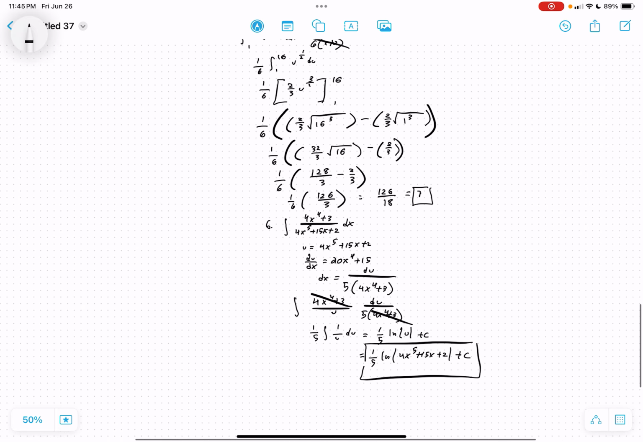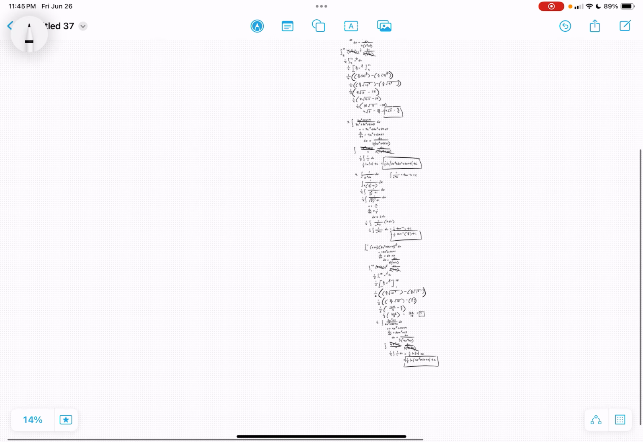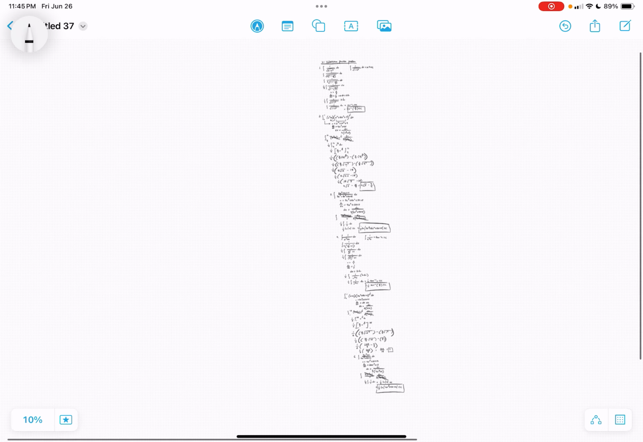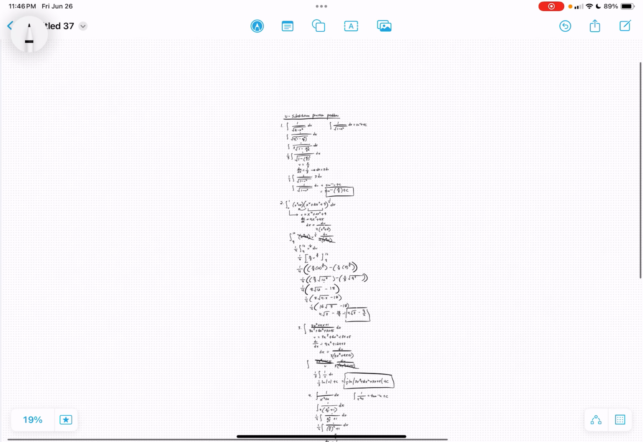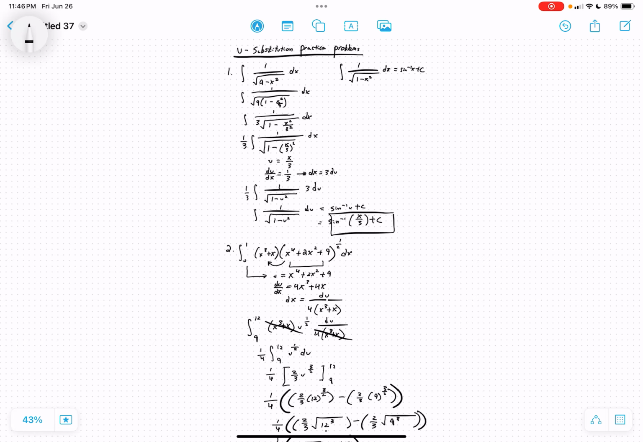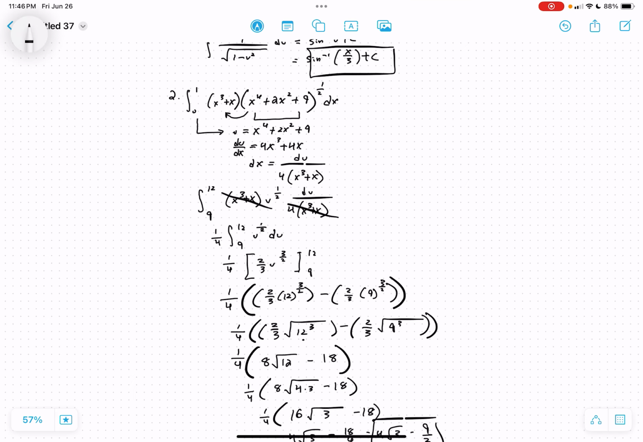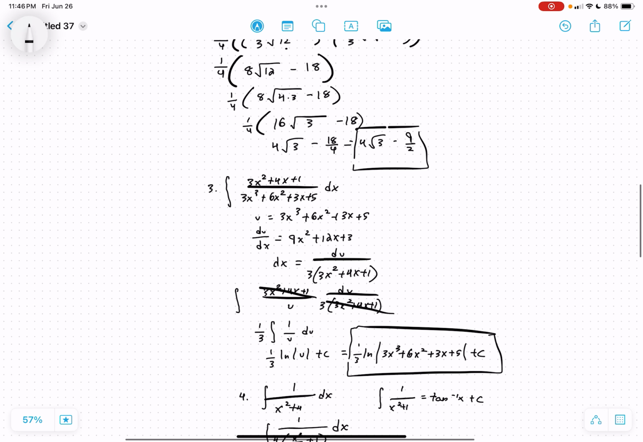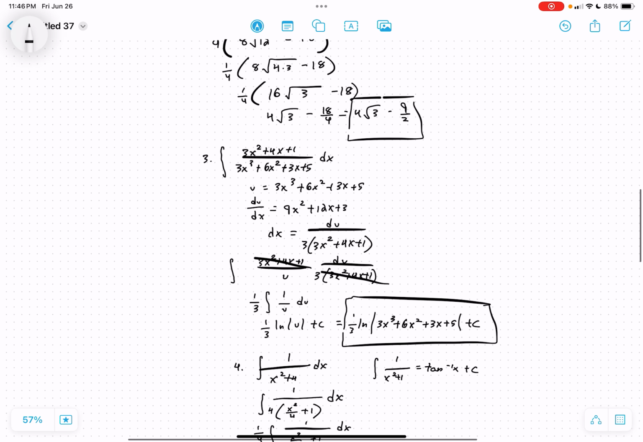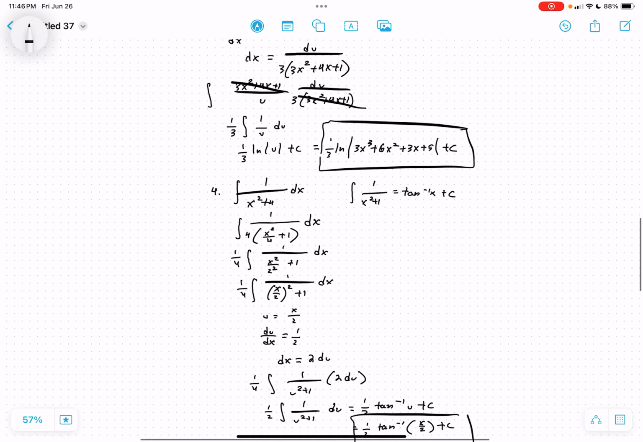So notice that these integrals were a little tougher, and that's to be expected. And I'm going to try and zoom out to see all the work we did. So this is all the work we did. You can see our first integral was the integral of 1 over the square root of 9 minus x squared. Our second integral was (x cubed plus x) times (x to the 4th plus 2x squared plus 9) raised to the 1/2 from 0 to 1. Our third integral was (3x squared plus 4x plus 1) over (3x cubed plus 6x squared plus 3x plus 5) dx. Our fourth integral was 1 over (x squared plus 4) dx.